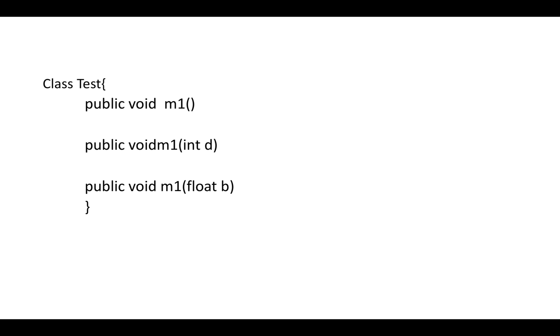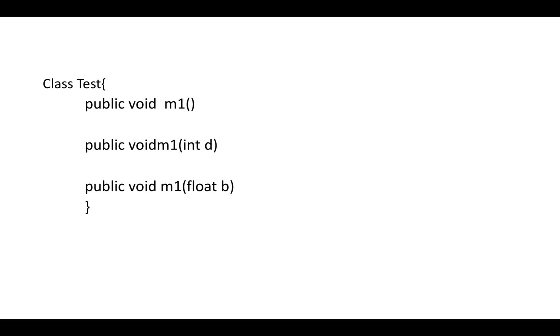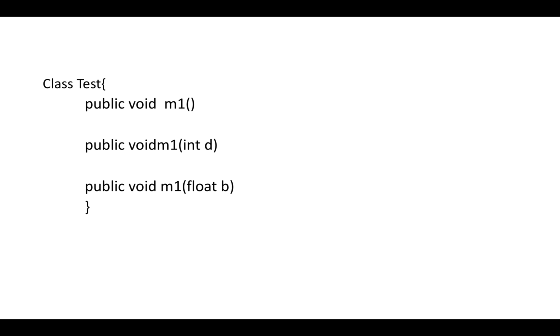So let me discuss with an example. We have the class Test, and in the class we have three methods with different arguments: without argument, with integer argument, and with float argument. Whenever we execute without argument, it will first check for the perfectly matching argument, so we get the first method. After that, whenever we pass an integer value, it will check for the perfect match, so it will execute the second method. In the third method, it will check the float value. We have the float value in the argument, so it will execute the third method.